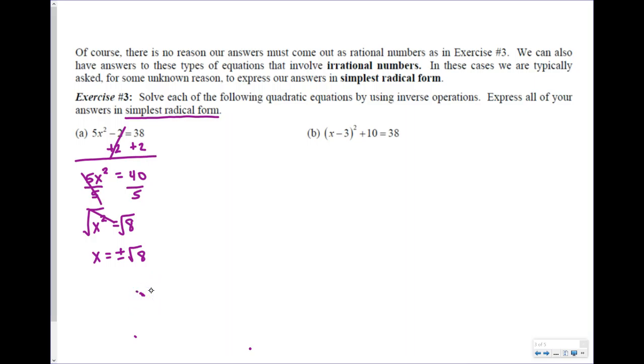So if I remember correctly, I'm going to have to take this square root of 8 and simplify it into the square root of 4 times the square root of 2. This is going to give me plus or minus the square root of 4, which becomes a positive 2, and the square root of 2 just drops down. We can't simplify that any further. Okay? So this right here is simplest radical form.